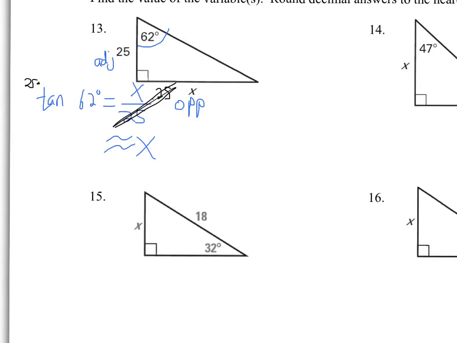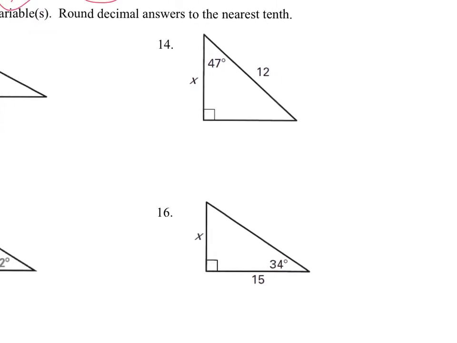And when you type that in, and round to one decimal place, you should get 47.0. We'll just round to one decimal place. Okay, and that's that problem. You're only doing one thing at a time here. Let's go on to number 14.